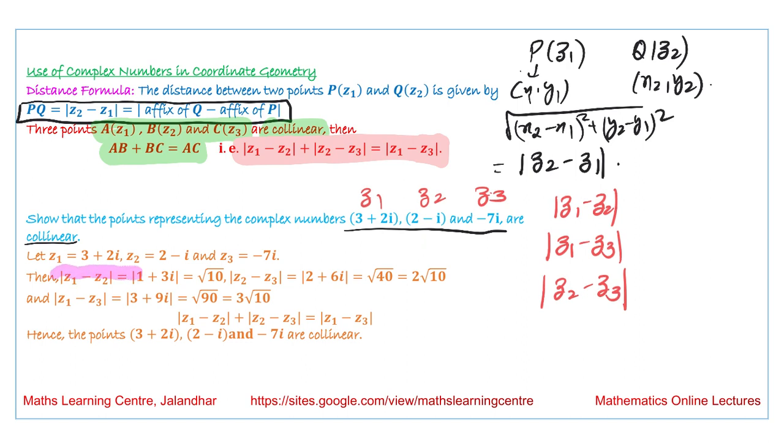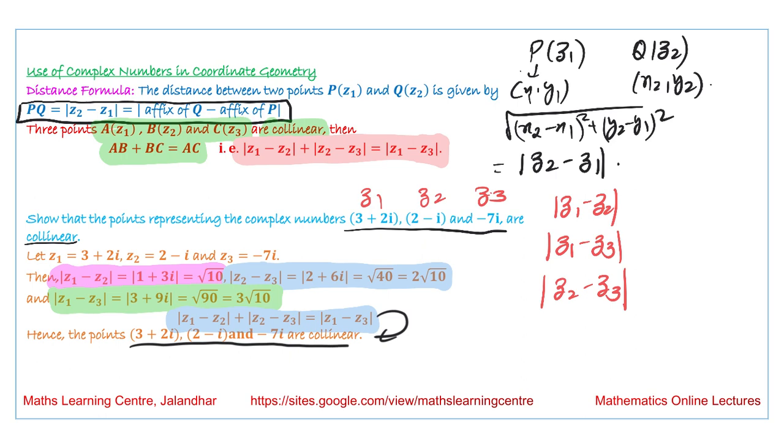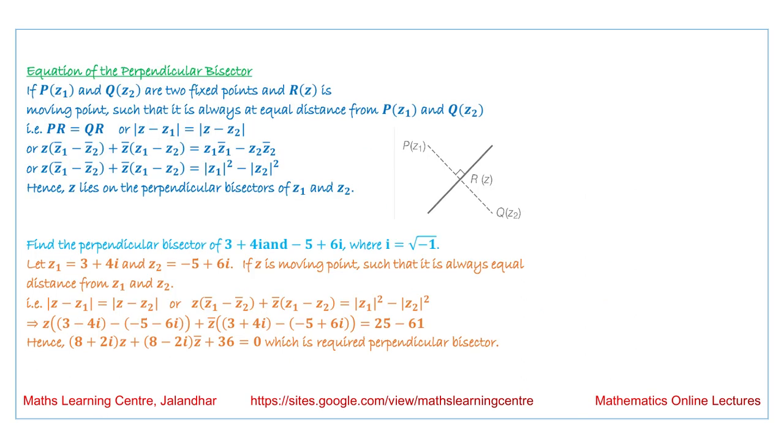When we calculate all these three values, we get the answers over here. Mod of Z1 minus Z2 is equal to square root 10. We will obtain mod of Z2 minus Z3 as 2 root 10. And last, mod of Z1 minus Z3 is 3 root 10. Then we can see that this condition holds over here, that is, mod of Z1 minus Z2 plus mod of Z2 minus Z3 is equal to mod of Z1 minus Z3. And this proves that these three points are collinear.